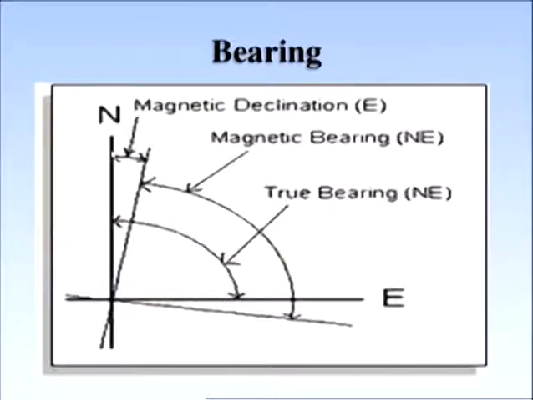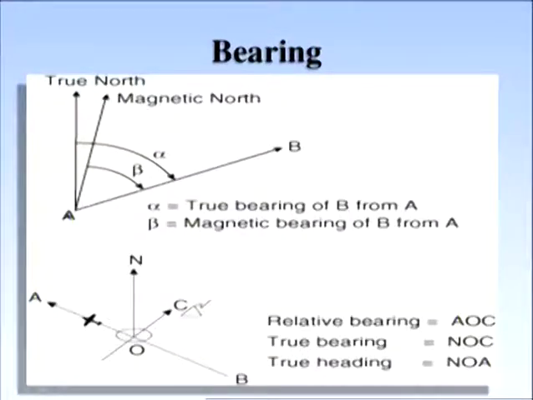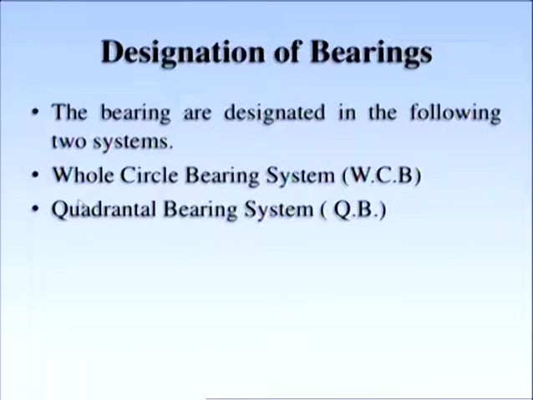The difference between true north and magnetic north: as per theory, these two would be the same, but in actual there is a certain angle. It is a very small angle, it may be 1 degree or less than 1 degree, but this is called the magnetic declination. Here you will clearly understand: from the point A, this is the true north, this is the magnetic north. Angle alpha is the true bearing of B from A, and beta is the magnetic bearing of B from A. So this is the horizontal angle which we measure with reference to the magnetic meridian.